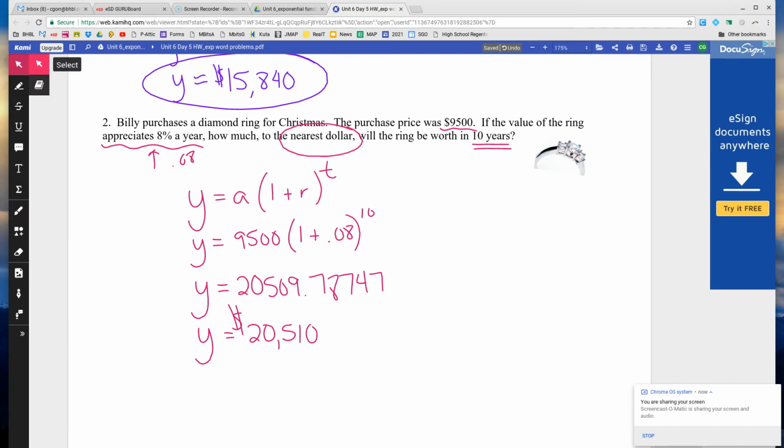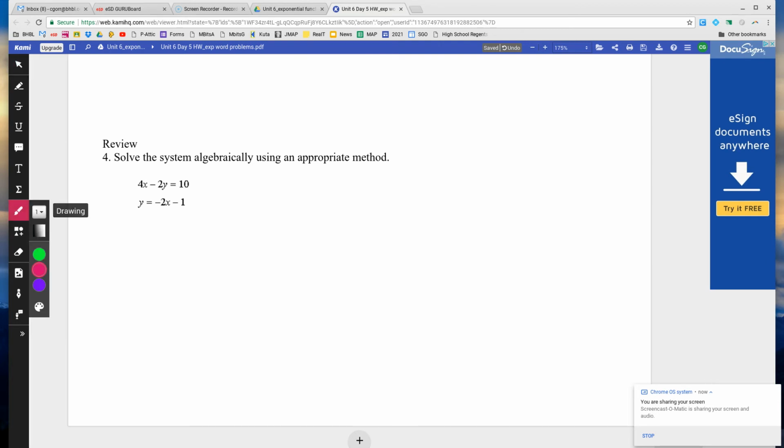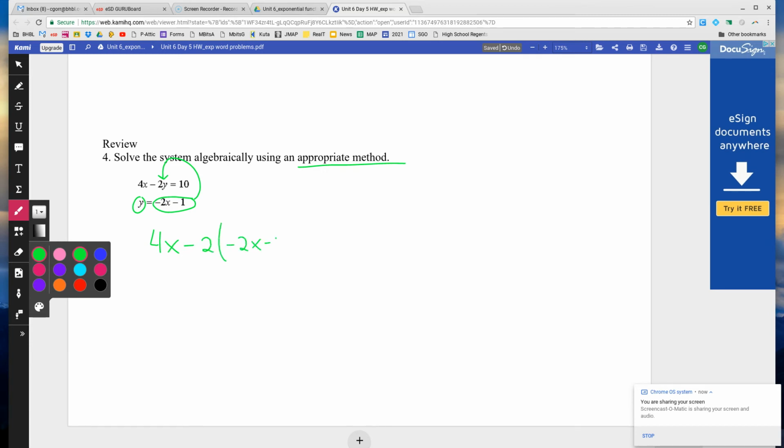All right, let's skip down to our review problem, our number 4. It says, solve this system algebraically using an appropriate method. So my choices are either using substitution or elimination. Now, looking at this equation, I notice that my y is alone. So I am going to take this y value here and plug it in. So I'm going to use my substitution method. So 4x minus 2 times, and let's plug in my new value, negative 2x minus 1 equals 10.